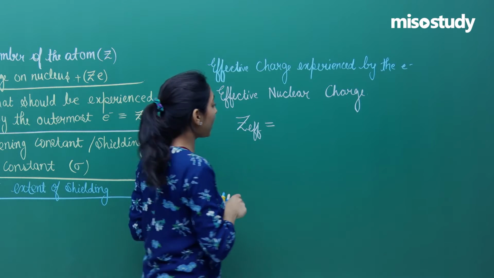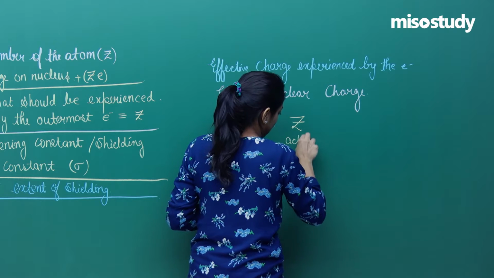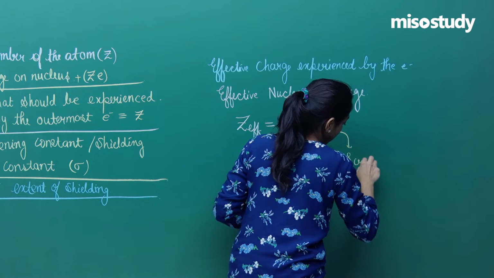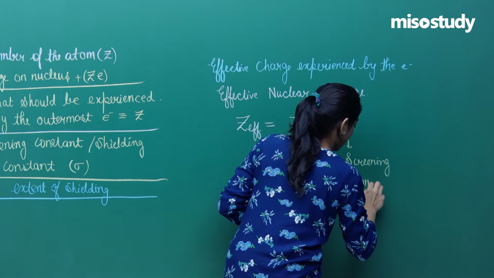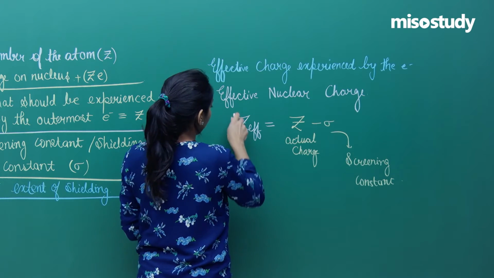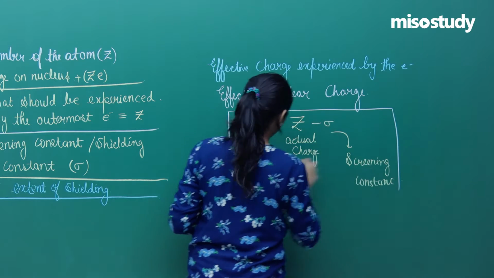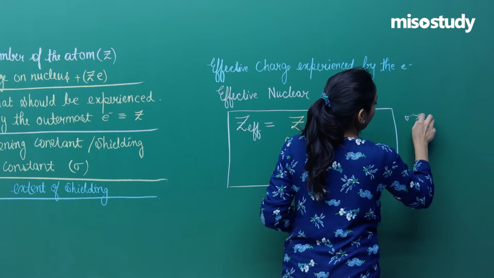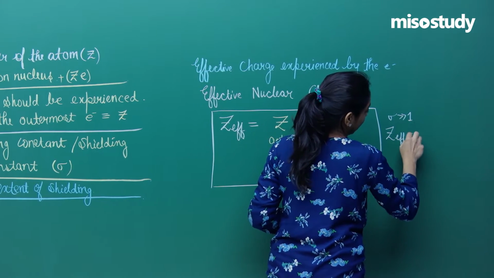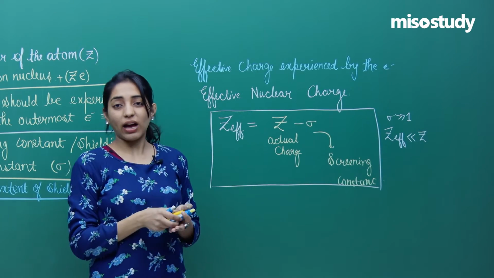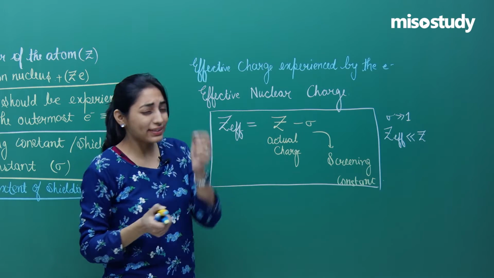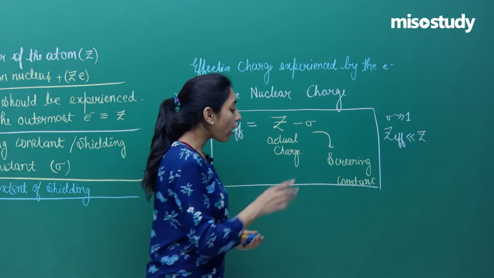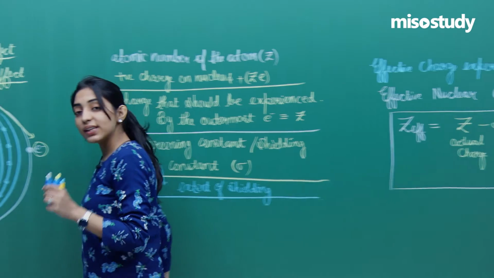So, Z effective can be written as the actual charge on the nucleus minus sigma, which is the screening constant. Finally, we will end the discussion here: Z effective will be Z minus sigma. Clear enough? For sure, sigma will be greater than 1. So if the value of sigma is greater than 1, then the value of Z effective will be lesser than the value of Z. So the effective nuclear charge experienced by the outermost electron will be somewhat lesser compared to the nuclear charge on the nucleus itself.